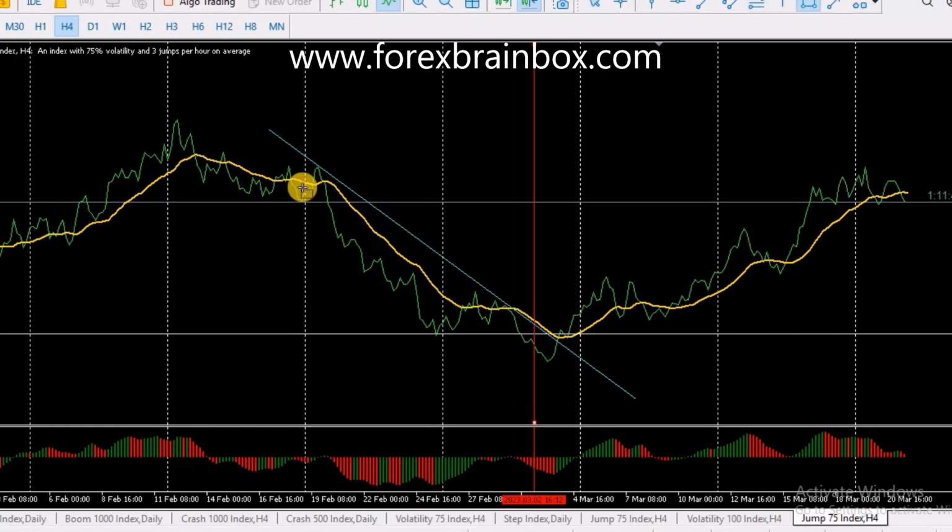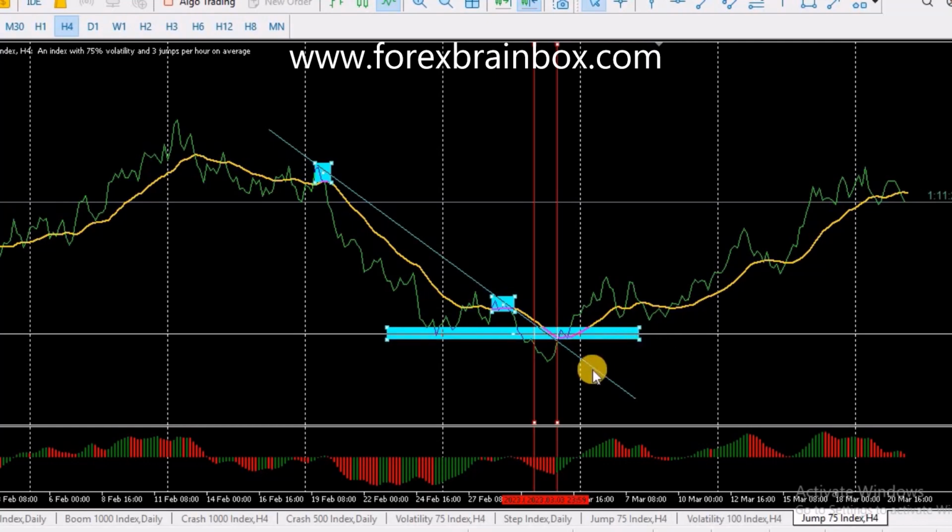There is one here. There's another one here. There are actually like 2 here. Then before it broke out of the line, and if you notice, breaking out of this line tallies with this support area. It was resistance and it became support, and vice versa. You see how it's working.